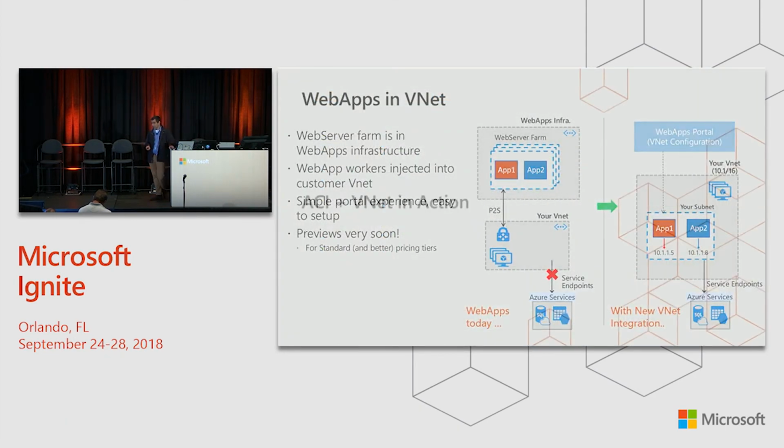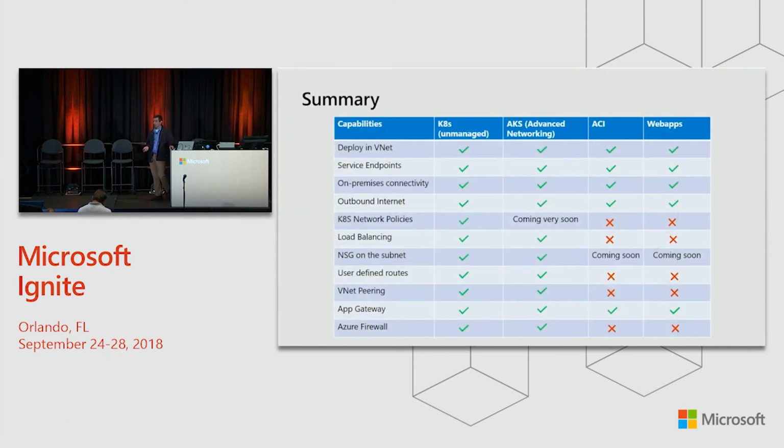Okay. So now I'd like to just summarize what we have gone through in this entire session. There are a multiple set of capabilities that VNets provide you, and we are at different levels with respect to how much of that you can leverage from the different services. If you are deploying a single tenant Kubernetes service using AKS, or if you go and create your own cluster, then most of the capabilities are available.